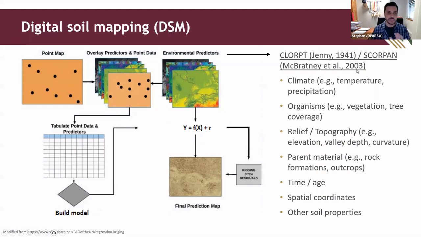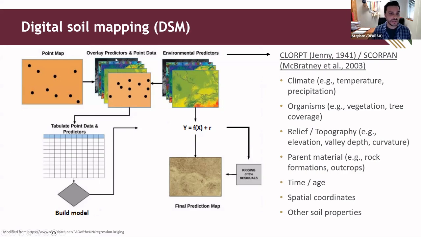Basically, it just means that the maps that we include in our study need to represent soil formation factors. These are categorized as climate, organisms, relief, parent material, time, spatial information, and can also be other soil properties. For example, you could include maps of temperature and precipitation, those are the popular ones. Organisms means you add information on vegetation, which could be NDVI indices. Tree coverage is also quite popular. Relief is very important, especially in mountainous regions, so elevation, depth of valleys. Parent material is maybe not used that often, like rock formations. So when you include these types of covariates or predictors, you basically adhere to this CLORPT model.